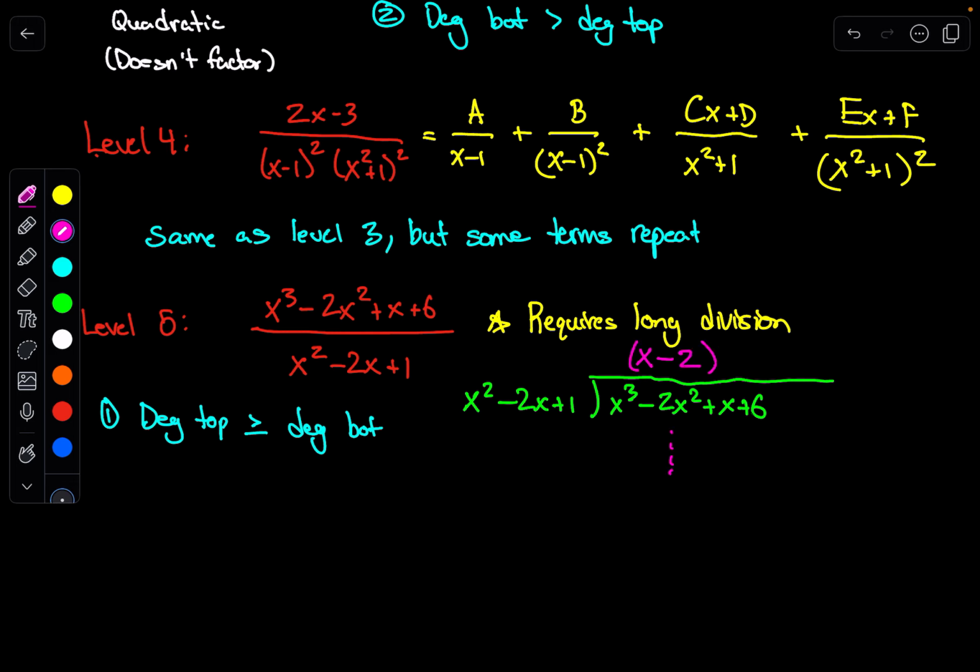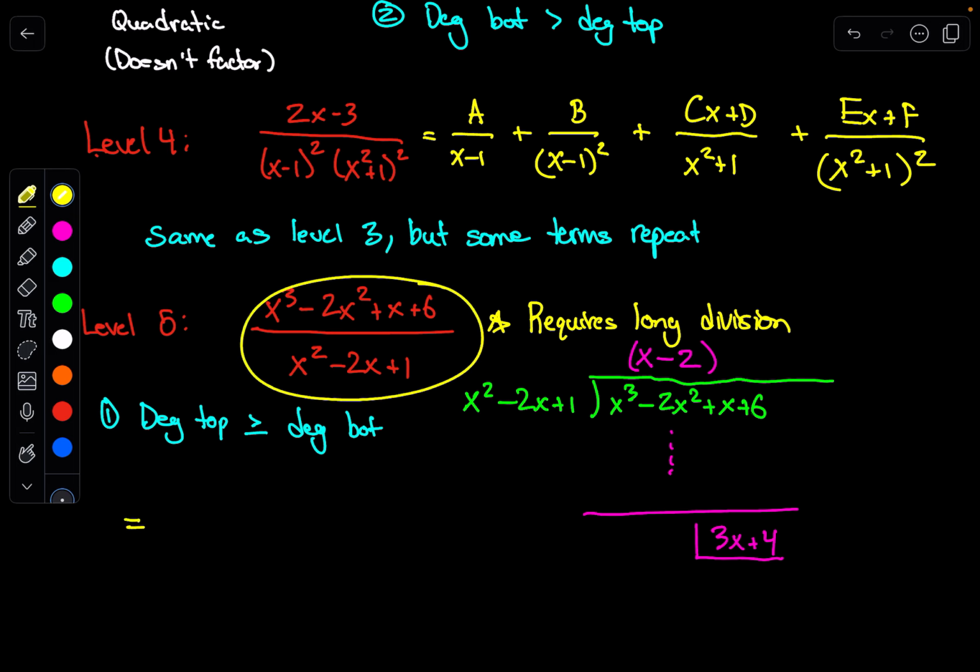We do some work, and then let's say we get a remainder of 3x plus 4. Okay, we get a remainder of 3x plus 4. Then what would happen here is that this would break down, right? So this fraction here would break down into the following. It would break down into x minus 2 plus 3x plus 4 divided by x squared minus 2x plus 1.